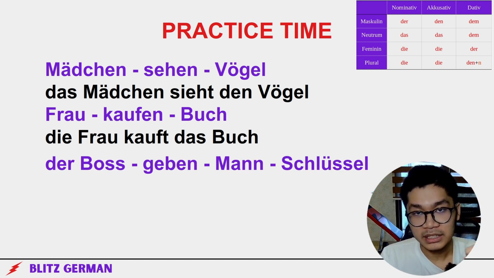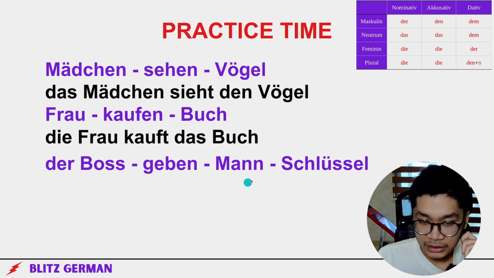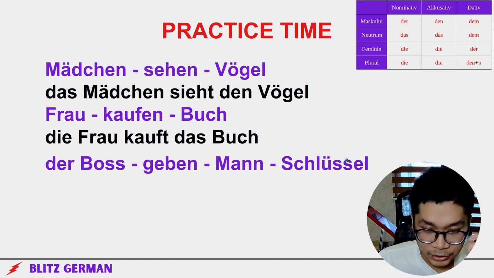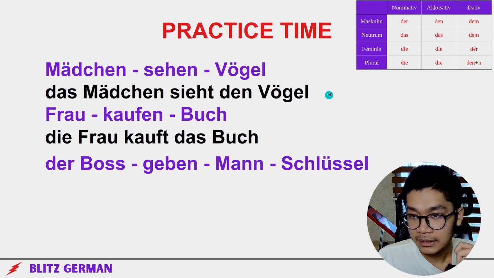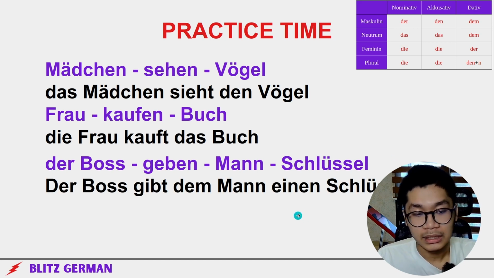The boss gives the man a key. So der Boss, nominative maskulin, der Boss gibt. So dative, because it's a man and two objects. If there are two nouns, the human is usually the dative. Usually, not always though. So man, maskulin, dative, der Mann, der Boss gibt dem Mann den Schlüssel. So akkusativ, maskulin, den Schlüssel. Der Boss gibt dem Mann den Schlüssel oder einen Schlüssel.